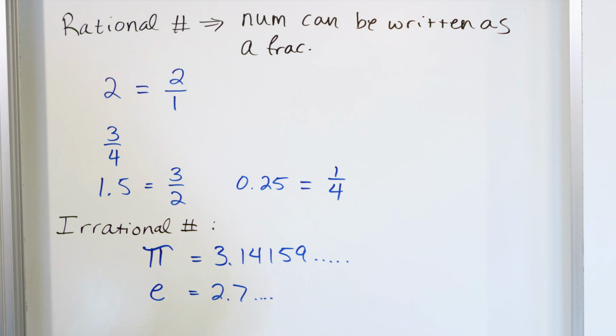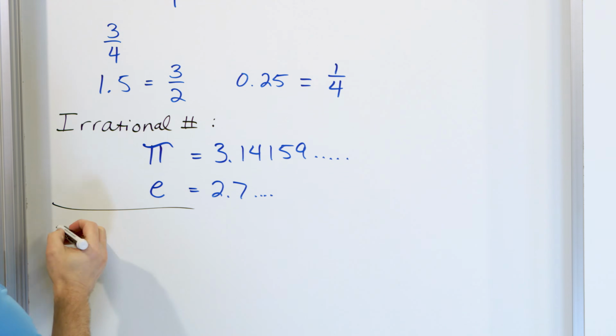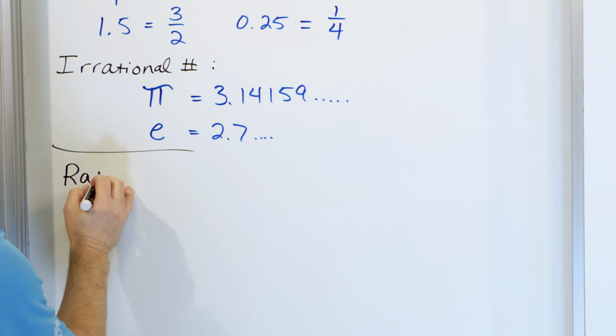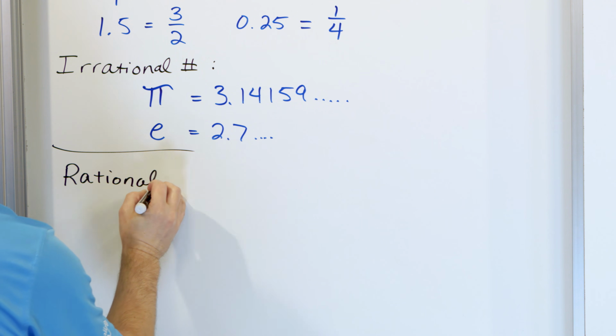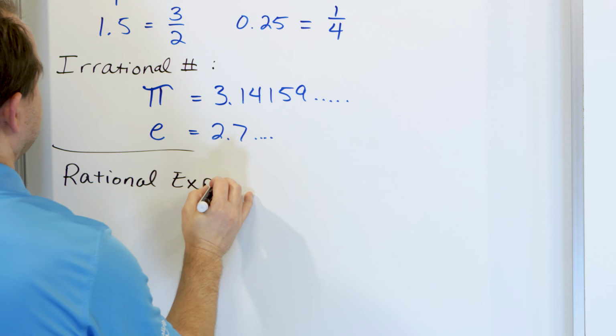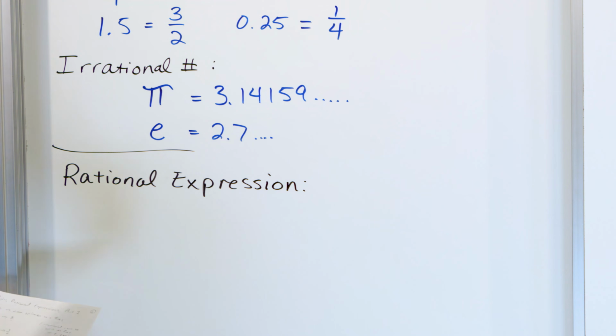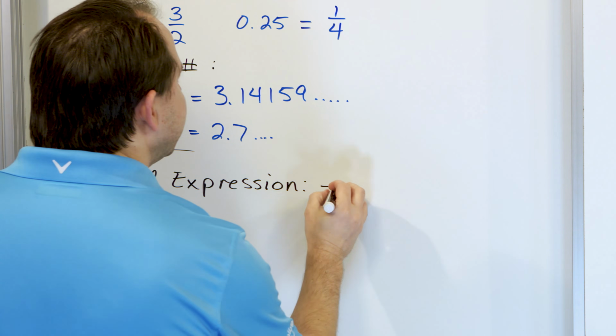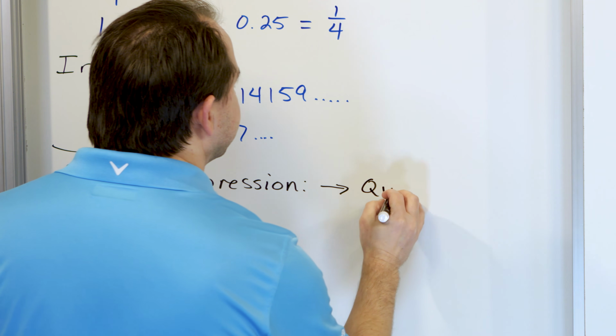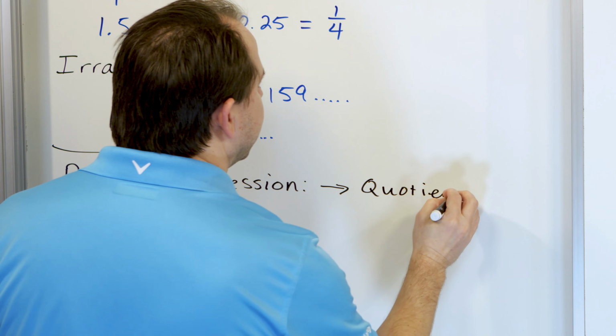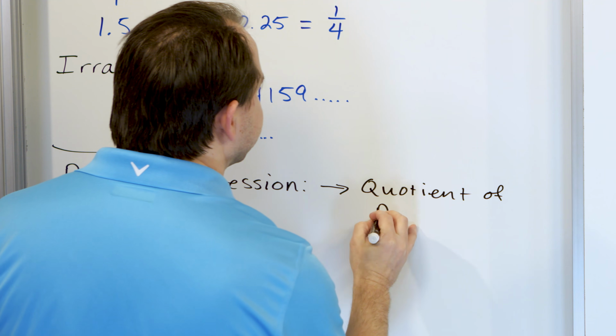So how are we tying this into algebra? That's because of the concept of a rational expression, which I already told you is very important because we're going to spend about 10 or 12 lessons on it. It can be written as a quotient of polynomials, right?